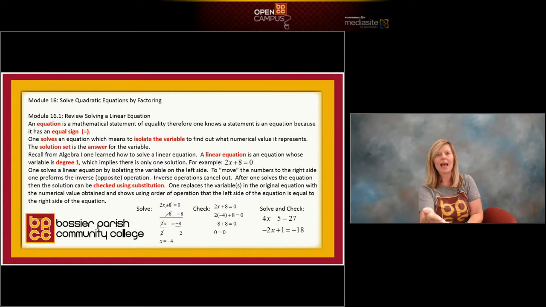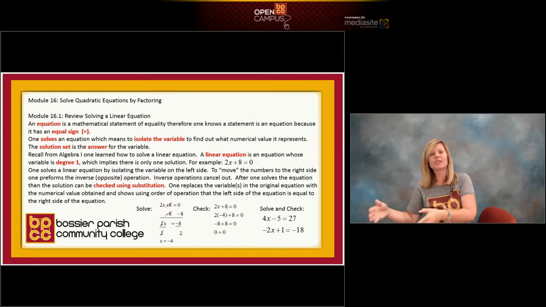Now what happens when you add 8 and subtract 8? That's right, it makes 0. Do we have to write 2x plus 0? No. 2x plus 0 is just 2x. That's why you see in algebra us just cross those 8's out. They canceled out. And that's what inverse operations do. They cancel out. On the right side, 0 minus 8 is negative 8. Now look, your new equation is 2x equals negative 8.